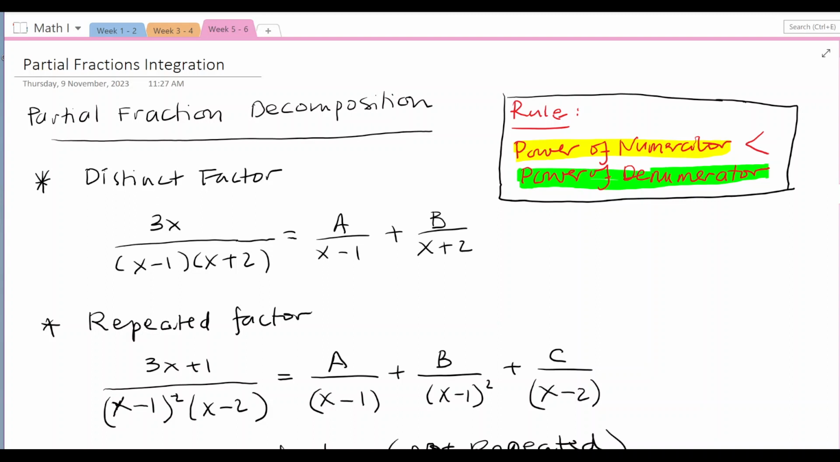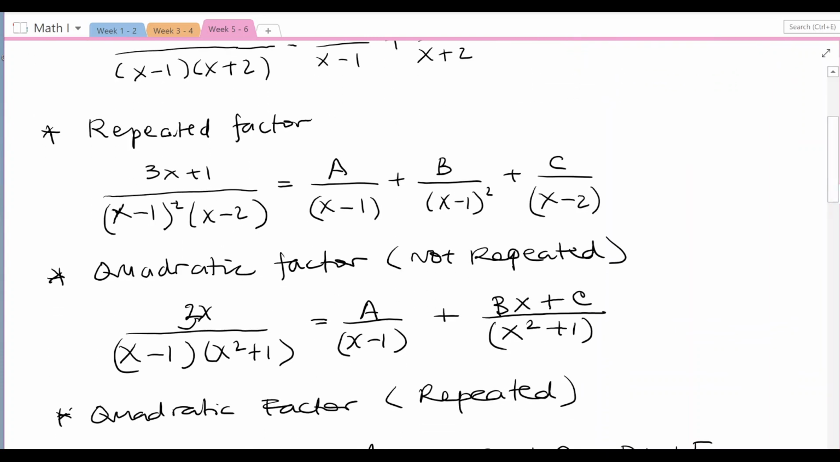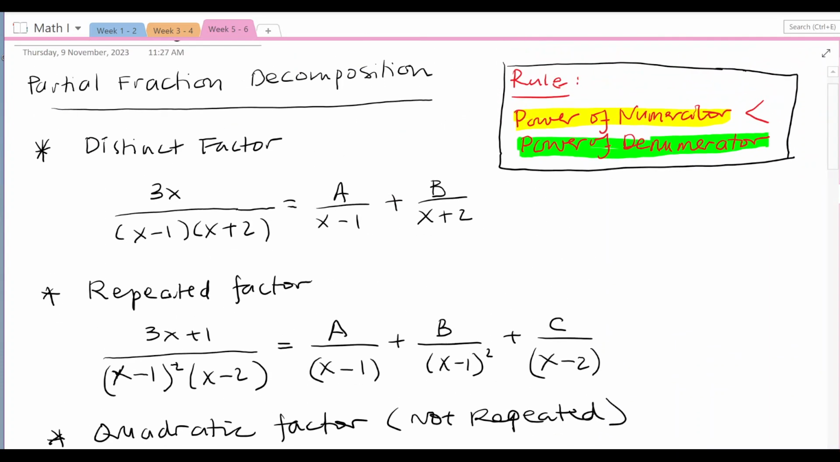Okay, let's try solving integration that contains partial fractions. So for integration that contains partial fractions, we need to use the decomposition approach, or partial fraction decomposition. There are several cases, four mainly. One of them is the one that has a denominator containing distinct factors.